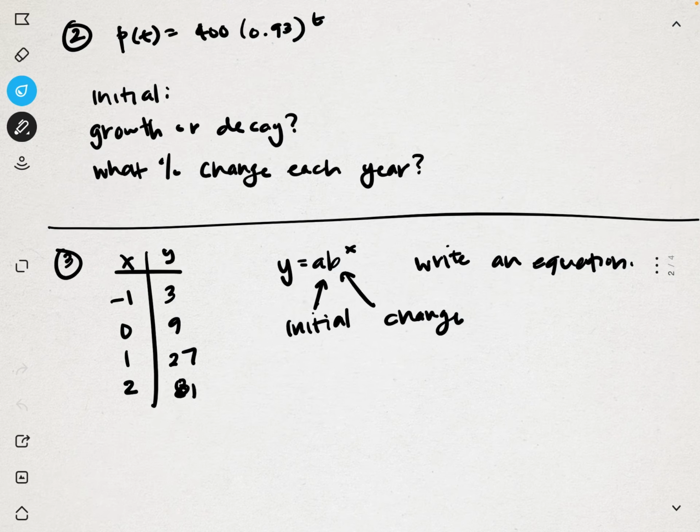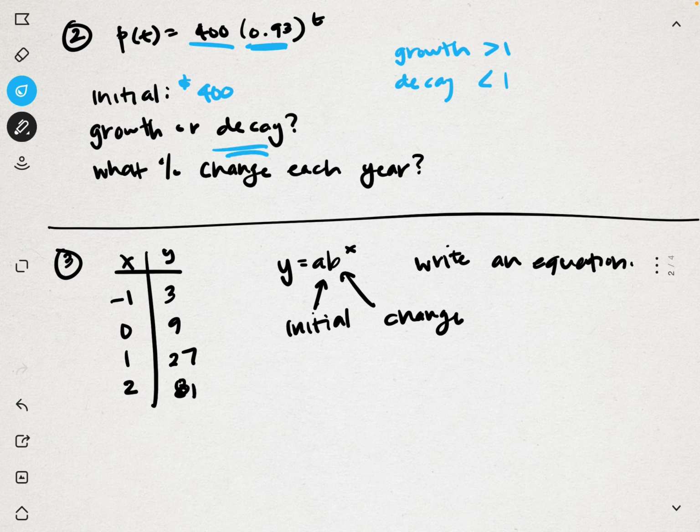Okay, so for part 2, we're interpreting our exponential function. It's asking us for initial. Remember, initial is always the number in front of the parentheses, so we start off with 400, whatever our unit is. Let's assume it's dollars. The second part is asking growth or decay. So inside of our parentheses, a growth is greater than 1. Decay is less than 1. We notice that 0.93 is less than 1, so this is going to be a decay.